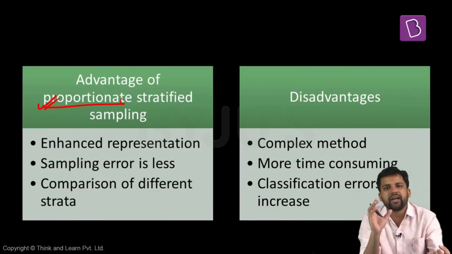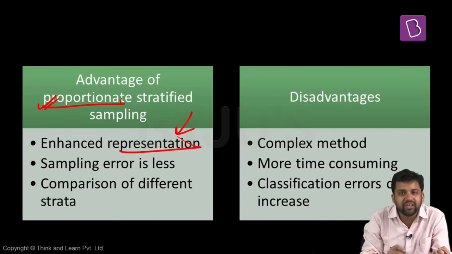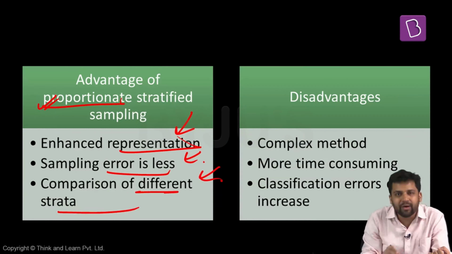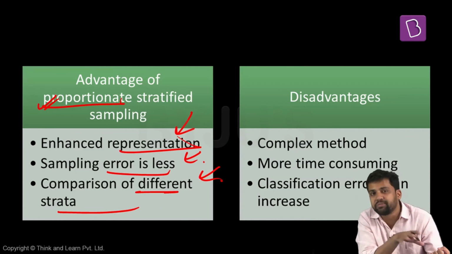What are the advantages of the proportionate sampling method? The representation is even better. Sampling error will be less. You can compare different strata. So comparison between different strata is better in this case.